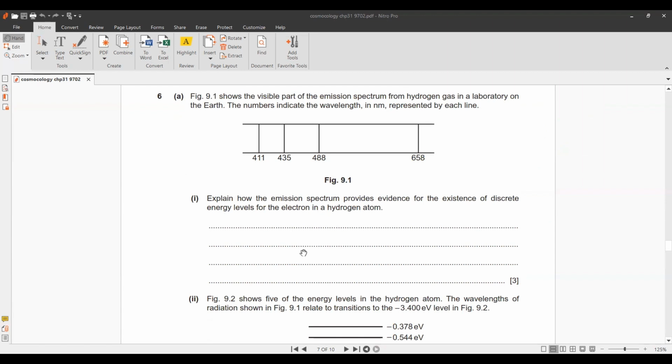Then we have: explain how the emission spectrum provides evidence for the existence of discrete levels of energy in the hydrogen atom.